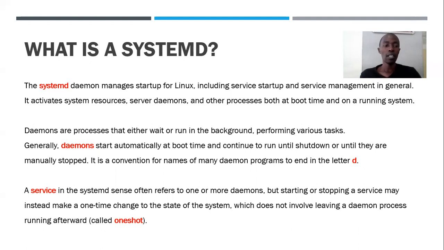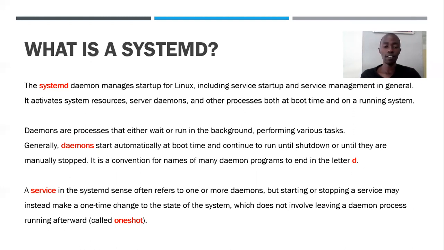Now, it is a convention for names of many daemon programs to end in the letter D. So for example, how do you differentiate, let's say, this is a service, this is a daemon? You will always have the letter D at the end. For instance, here we are talking about systemd. So systemd is a daemon. And what actually shows that it's a daemon? It's actually the D that is at the end. So systemd, now, that is a daemon.